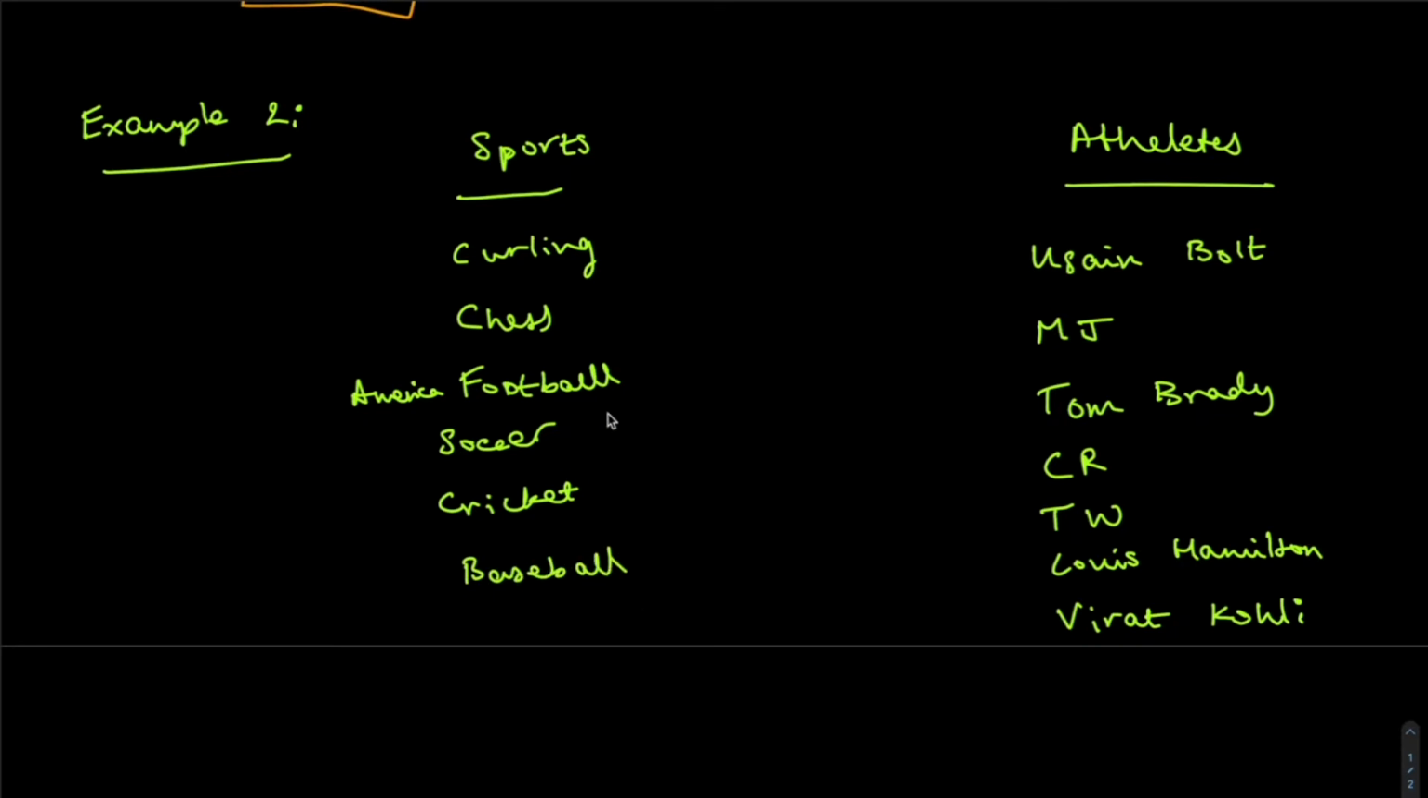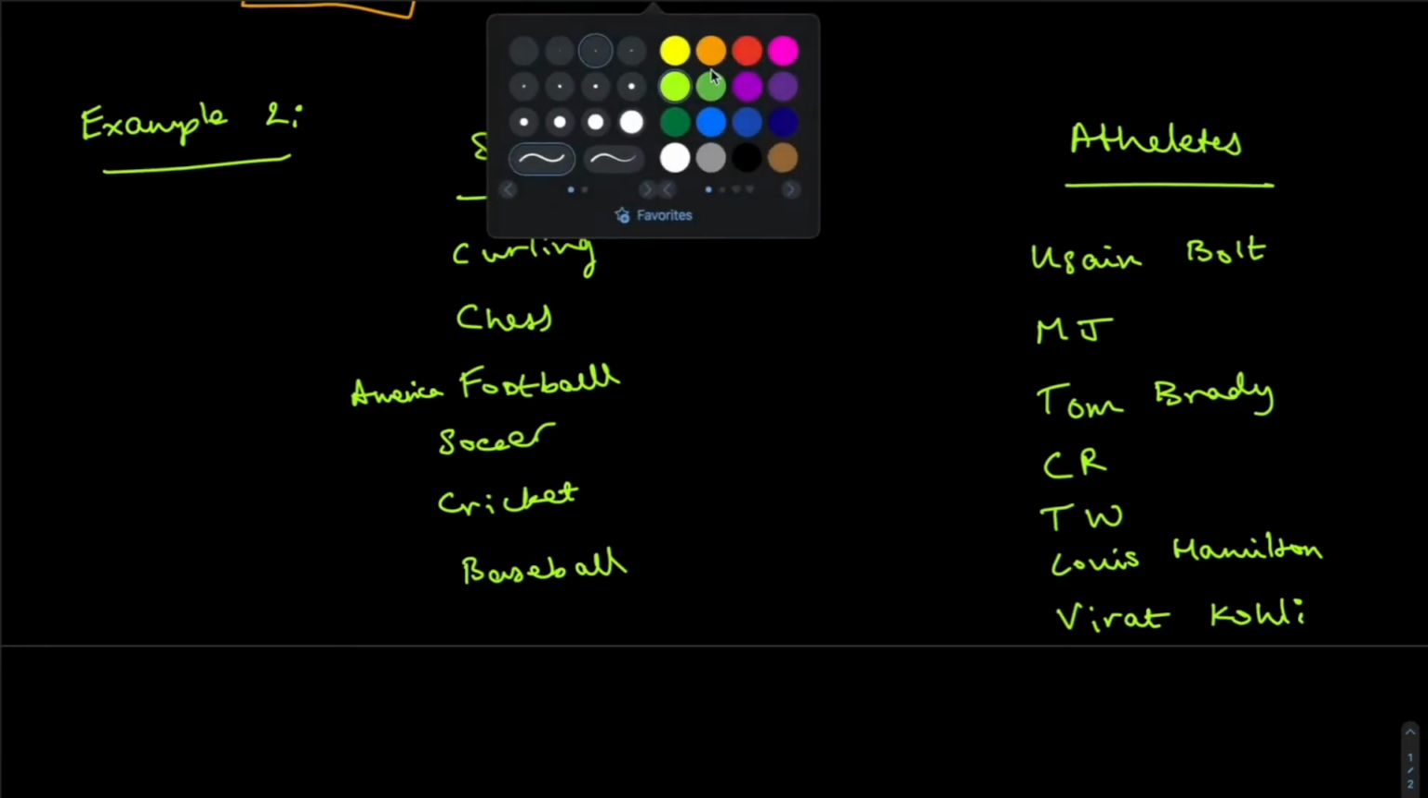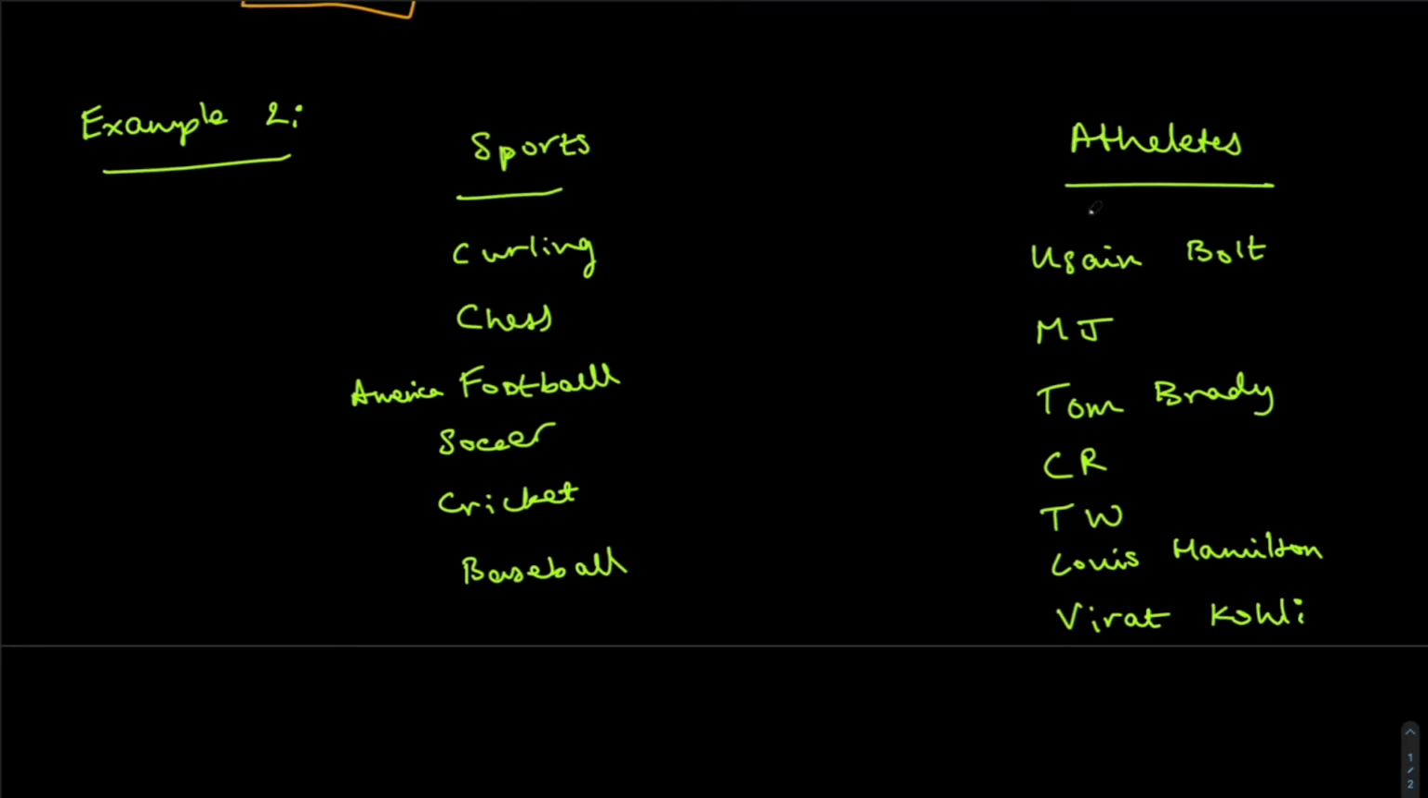These are my elements in my set A. Again, sports is set A, and athletes is set B. So curling, any sport, is there any correspondence to any athlete here from curling? No. So we just leave it as it is. Chess, is there any correspondence? No. American football, yes, there is. There's Tom Brady. We have Tom Brady right here. That corresponds with American football.